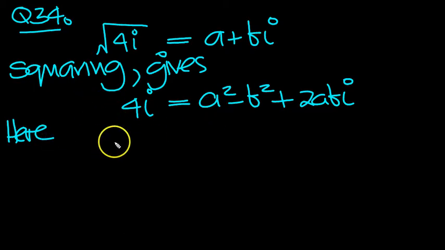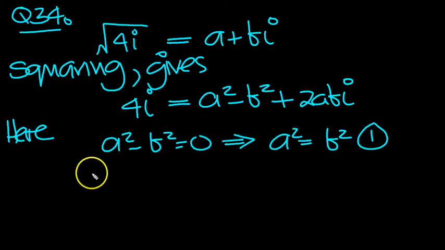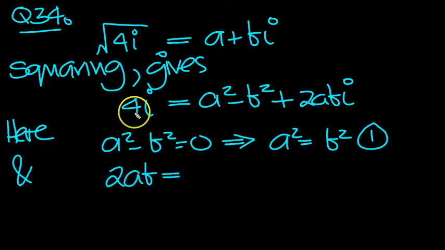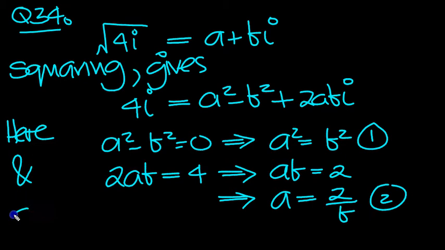There's no reals here, so a squared minus b squared equals 0, and that tells us then that a squared equals b squared. And the other thing that we can read off is that 2ab is equal to 4. That tells us ab equals 2. And so that tells us then that a equals 2 over b, and that can be labelled number 2.